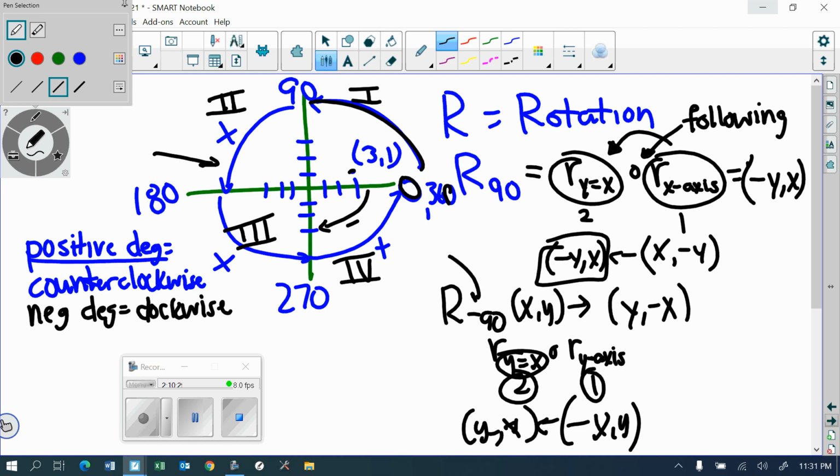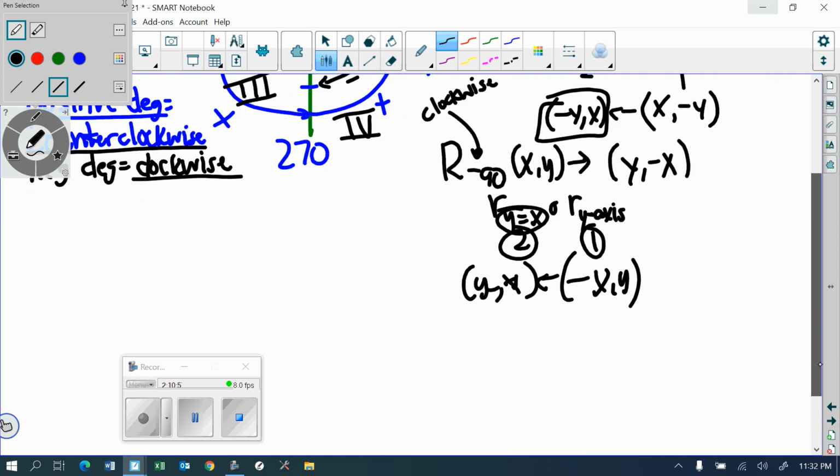And so there's my answer: y, negative x for rotation of negative 90 degrees. On the DCAS, they will not say negative 90 degrees. Instead of positive 90 degrees, they'll say counterclockwise, and this would be clockwise. So you're going to use the words clockwise and counterclockwise. Clockwise is negative. Counterclockwise is positive. We've already written that down over here, and those are the words they will use on the DCAS. So just know that.